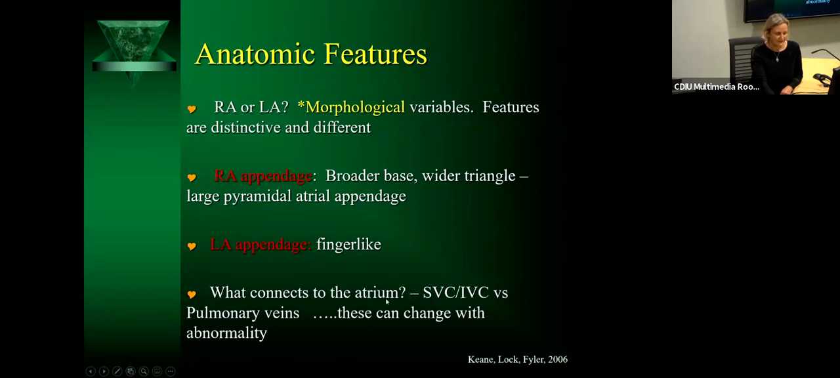What connects to the atrium? Remember, we're thinking about whether it is the SVC and IVC versus the pulmonary veins. We've had some lectures where the pulmonary veins aren't going back to the posterior part of the left atrium. In fact, they can come down to the IVC and be obstructed, or they can come to the SVC by an extra conduit vessel, or they can go intra-atrial, or intracardiac, so they can go right into here. So are the pulmonary veins going to the left atrium where they should be?